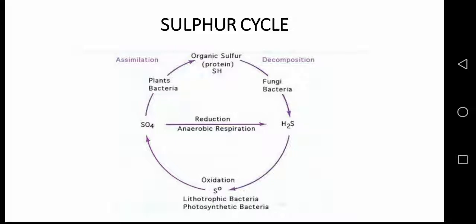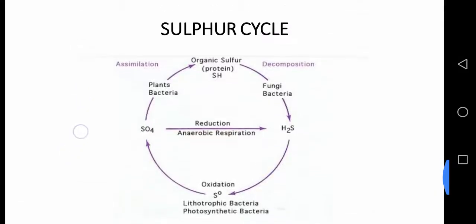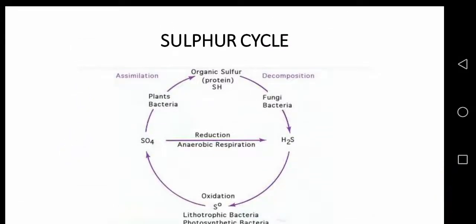From plants to organic sulfur, then by fungi and bacteria it is reduced to H2S, and then again it is oxidized to a higher form of sulfur, and this whole process takes place. So this was all about the ecosystem and the biogeochemical cycles.